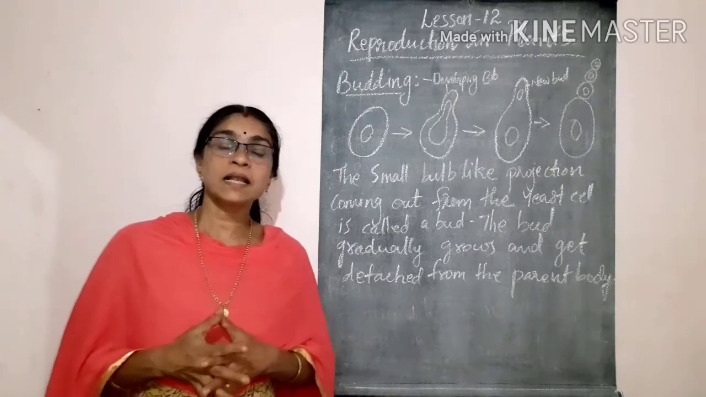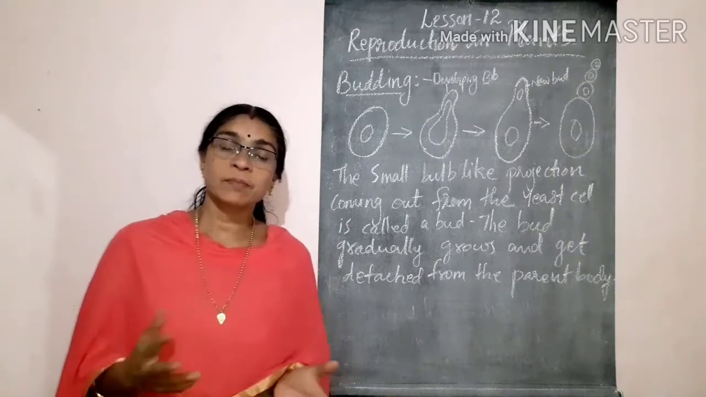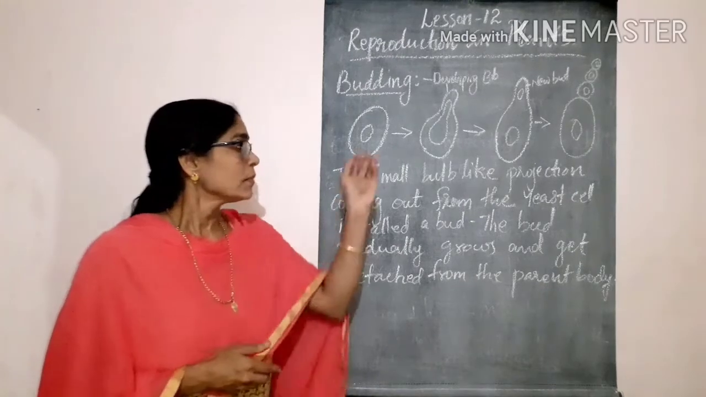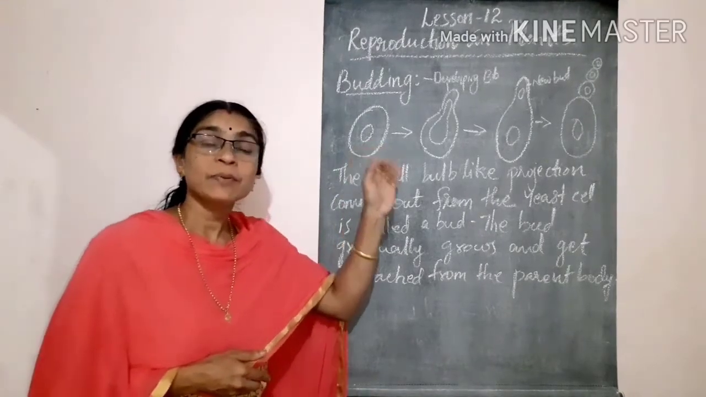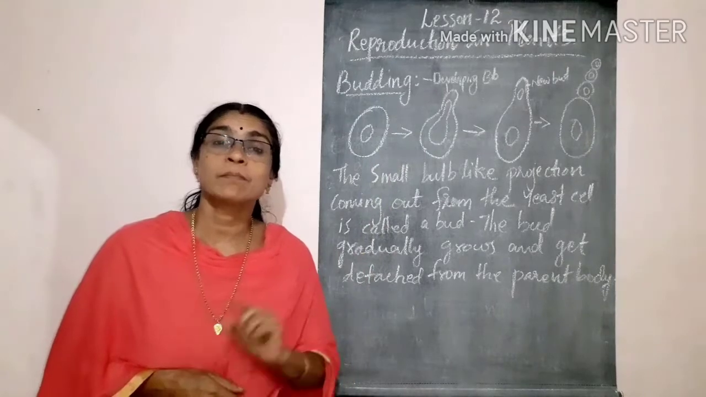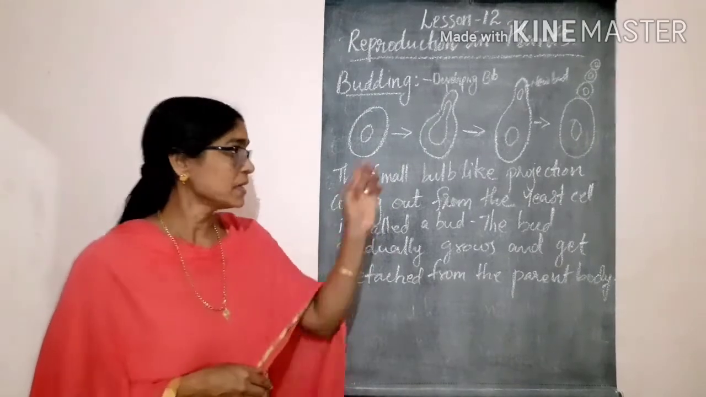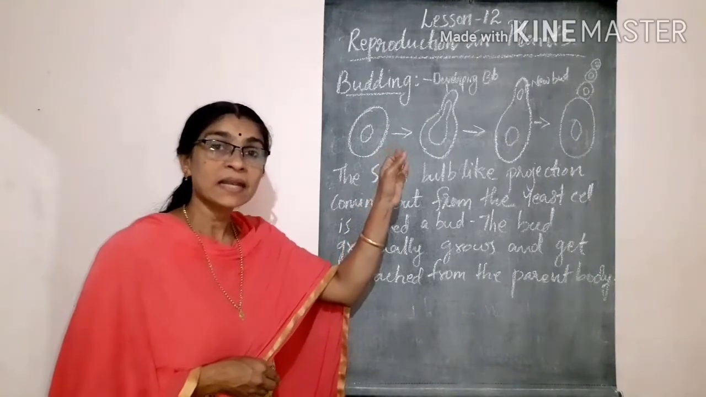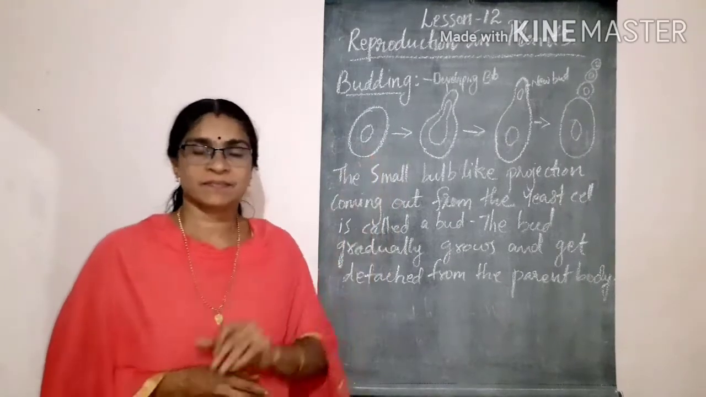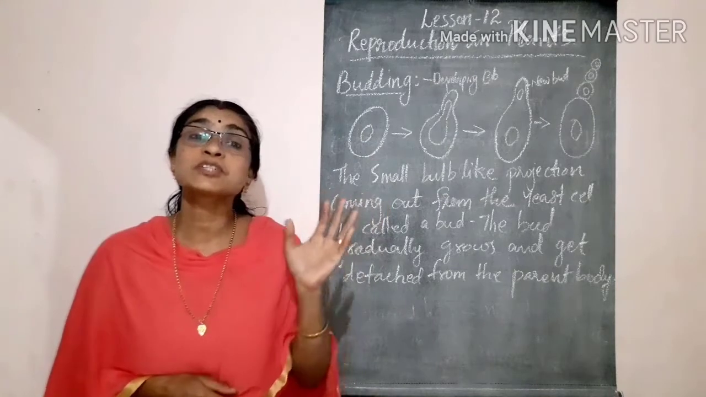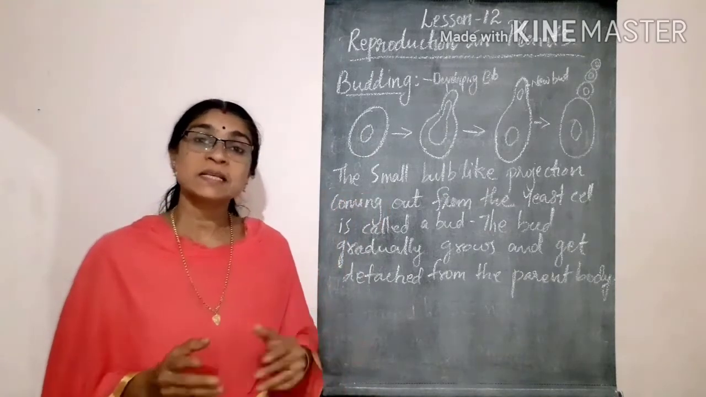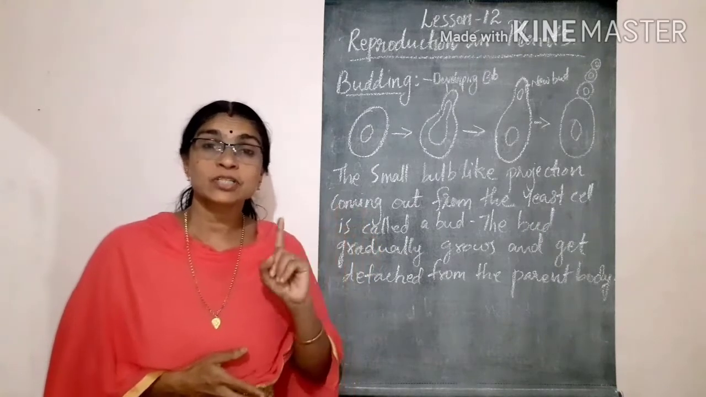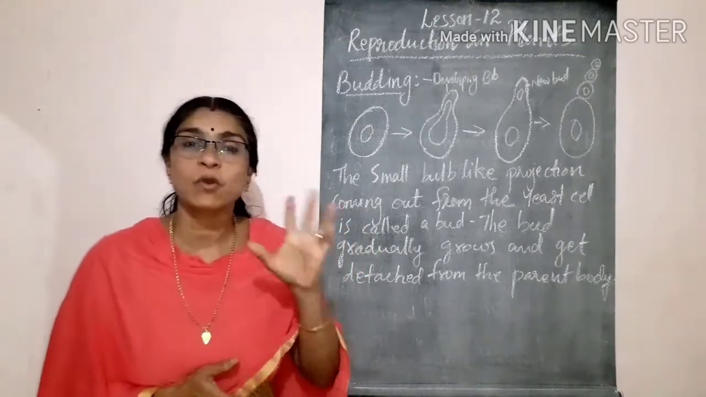Again, that yeast cell grows and matures. After maturation, it produces buds. In the yeast cell, the method of reproduction is called budding. That means new organisms are produced from the parent cell by means of buds. It is a means of asexual reproduction. Budding is a means of asexual reproduction, which means in this type of reproduction only one parent is involved.